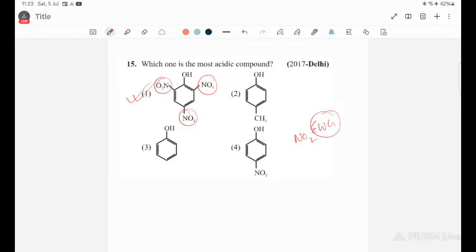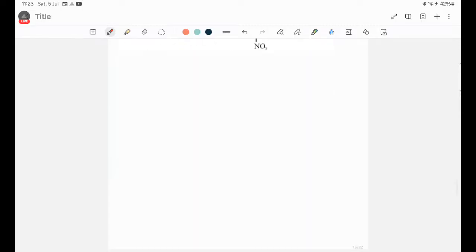So as the number of electron withdrawing groups like NO2 increases, the acidity of phenol will increase. And you can answer this within a fraction of a second by looking at the options, because as the number of NO2 groups increases, the polarity difference in the O-H bond increases, and you will get option 1 as correct.